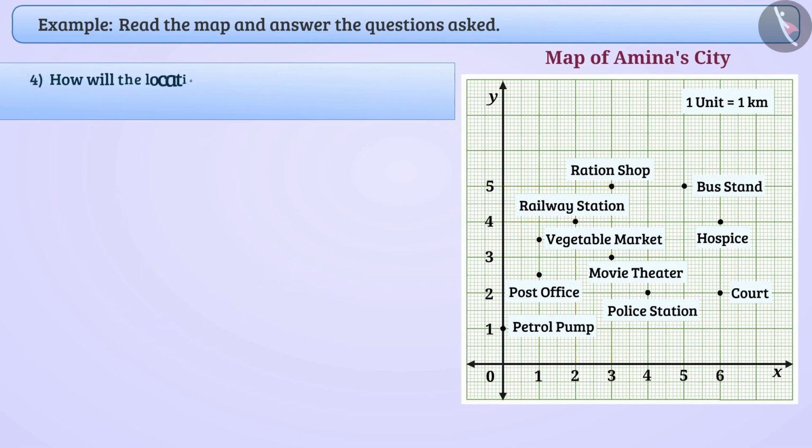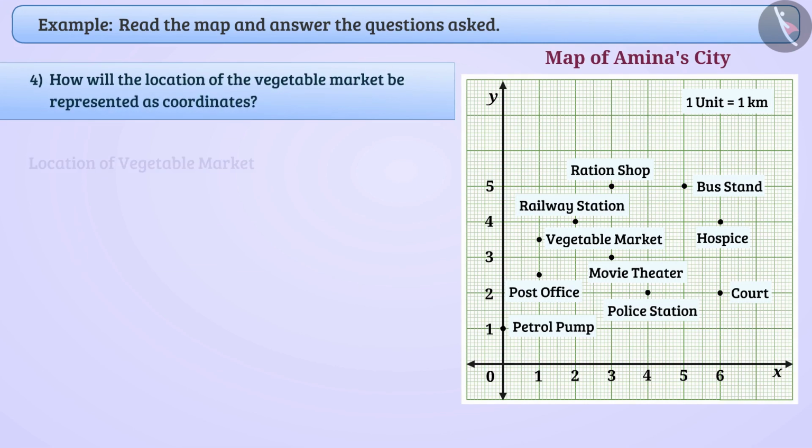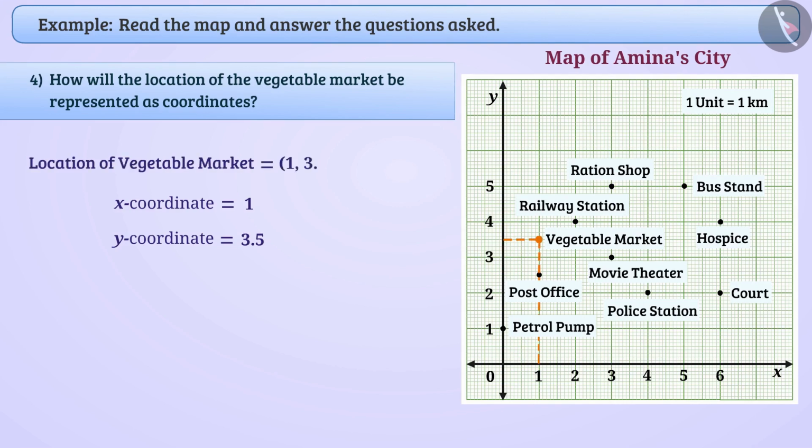How will the location of the vegetable market be represented as coordinates? The location of the vegetable market can be represented by x-coordinate 1 and y-coordinate 3.5. So, the location of the vegetable market will be represented by (1, 3.5).